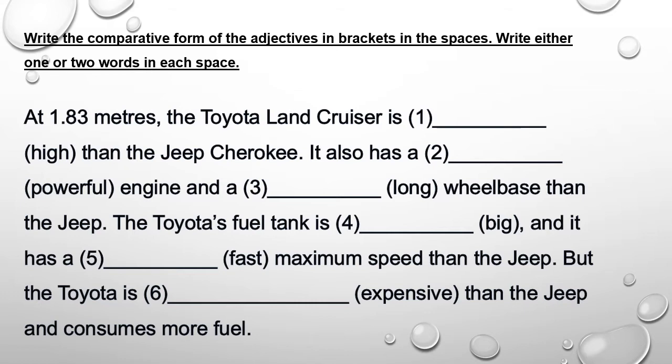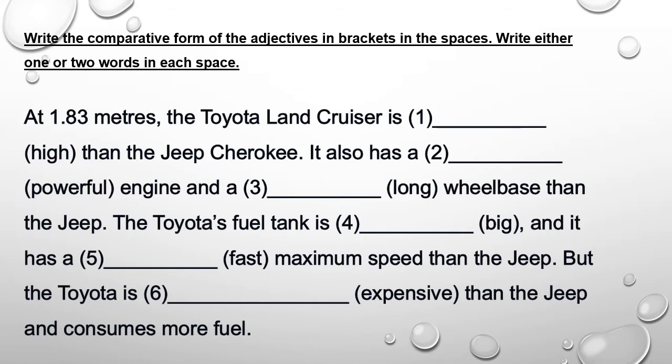As I told you before, you have to ask yourself 2 questions. The first question, is the sentence comparing 2 things to each other or a group of things, one thing to a group of things? This is the first question. The second question, is the word a short word or a long word? Now please start answering the exercise.